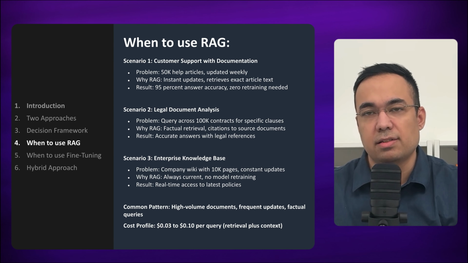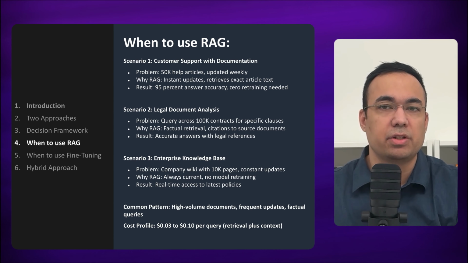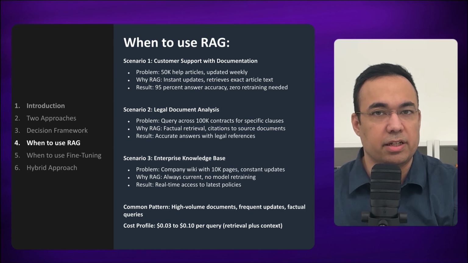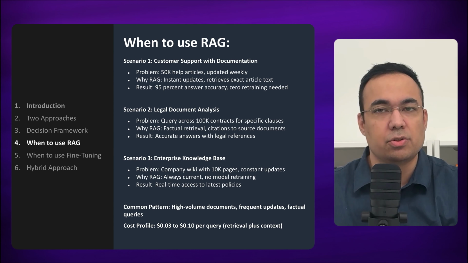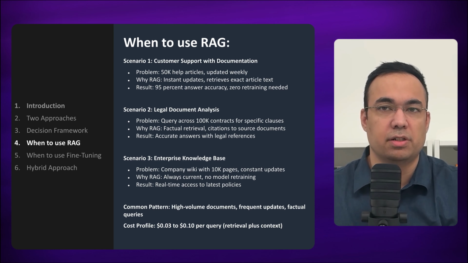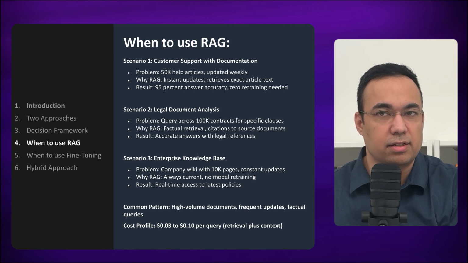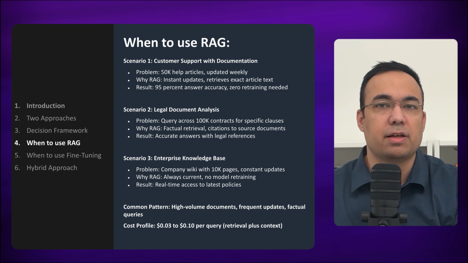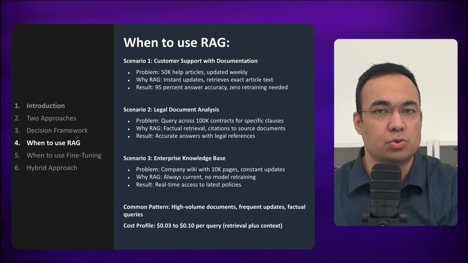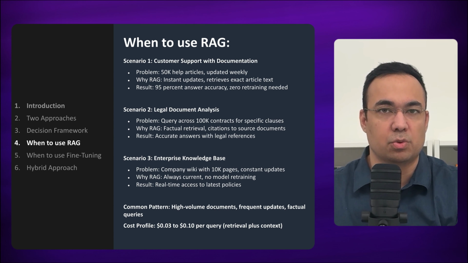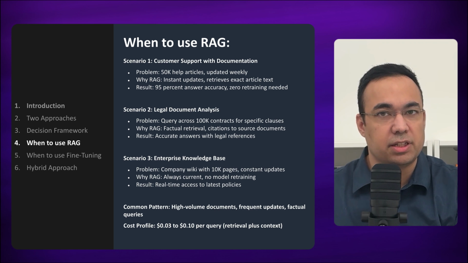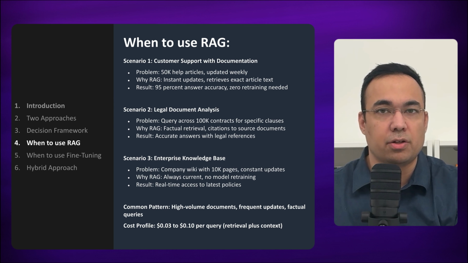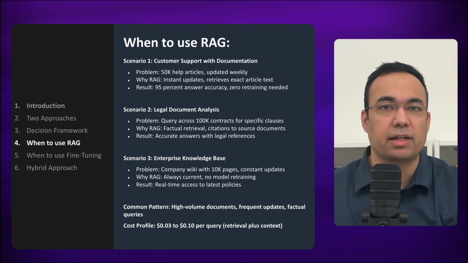The second scenario here is legal document analysis. Imagine you need to query across 100,000 contracts looking for specific clauses, obligations, or risk factors. RAG is the right choice here because you're doing pure factual retrieval. You're not trying to teach the model legal reasoning, you're trying to find specific text in specified documents. RAG provides accurate answers with direct citations to source documents, which is pretty essential for legal work. You can show exactly which contract, which section, and which clause supports your answer. This verifiability is something fine-tuning cannot provide because fine-tuned models don't cite their training data.